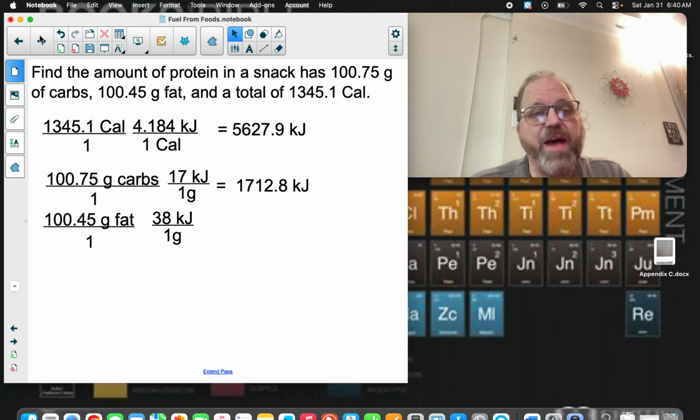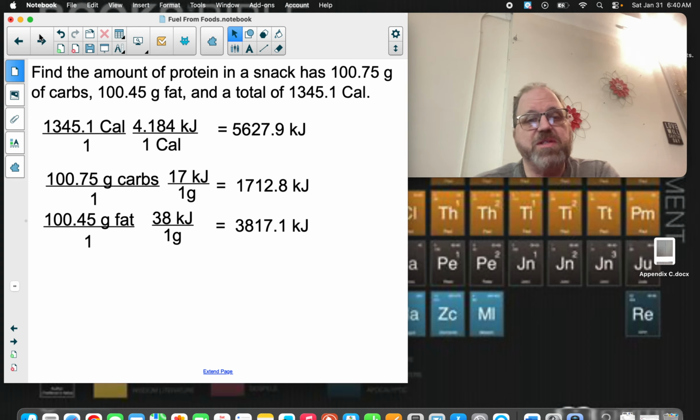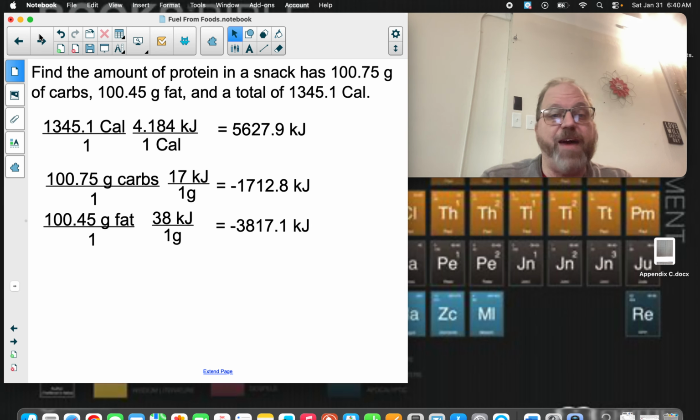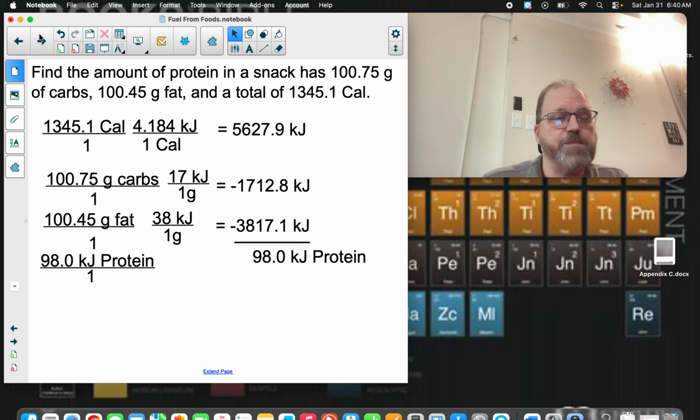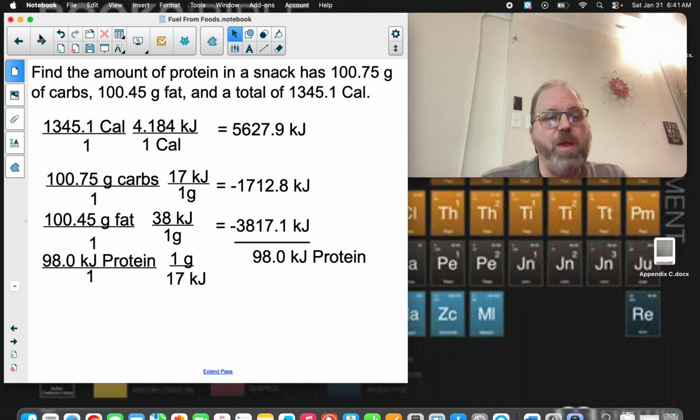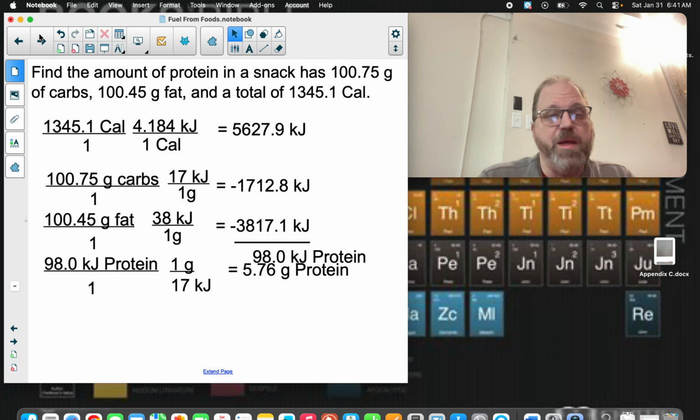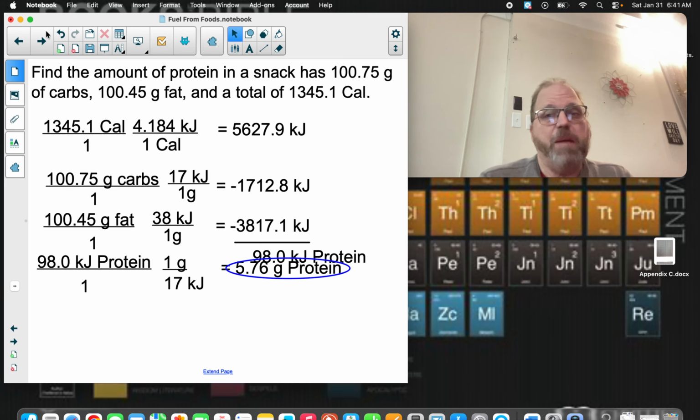We're going to get 1,712.8 kilojoules. And we multiply the other one, we're going to get 3,817.1. We're going to subtract both of those from the top value. When we do that, we get 98.0 kilojoules of protein. From our problem, we know that 17 kilojoules is 1 gram. So we get 5.76 grams of protein. Not much in there.